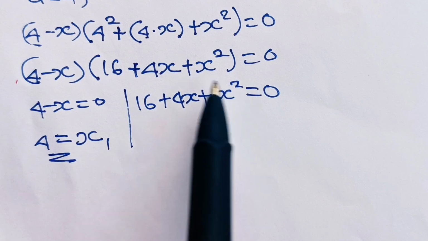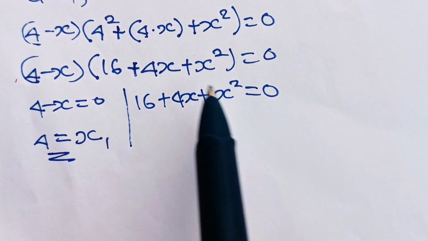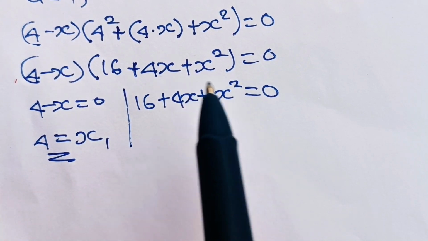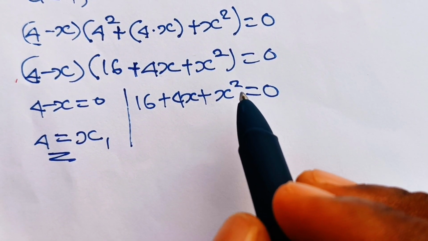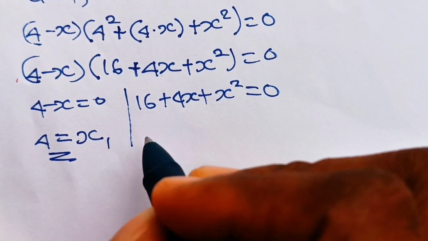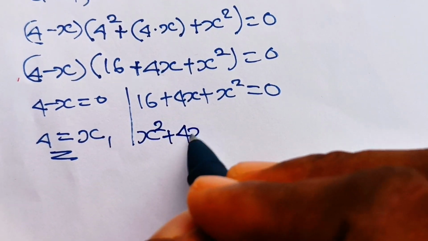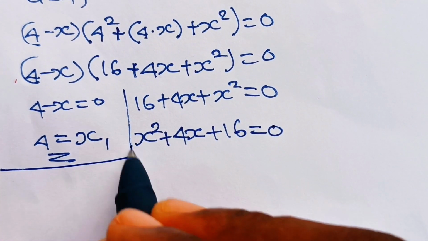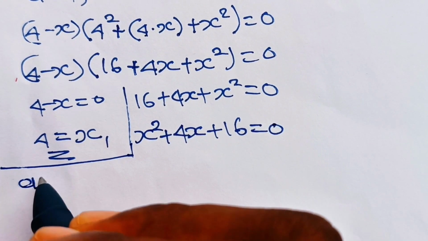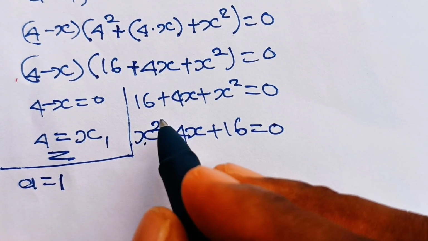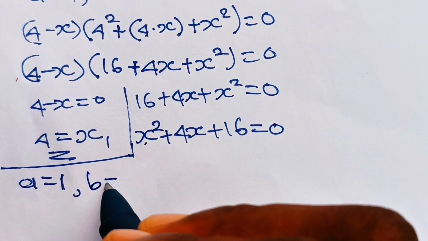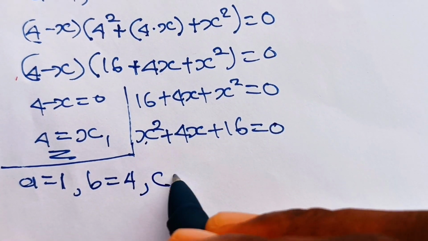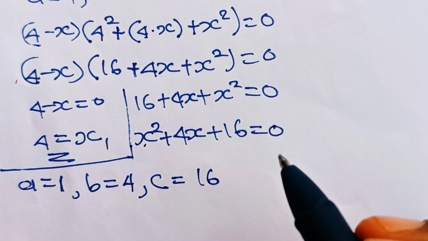Okay, now from the right hand side, this is definitely a quadratic equation, and since it's a quadratic equation, we can arrange with x squared being the first, right? So we can write x squared plus 4x plus 16 is equal to 0. Okay, now here I want you to know that a is equal to 1, that is the coefficient of x squared. b is equal to 4, the coefficient of x, and c is equal to 16, our constant.